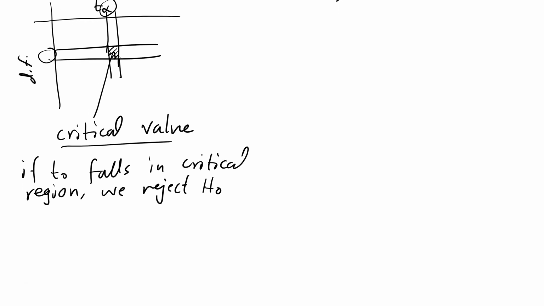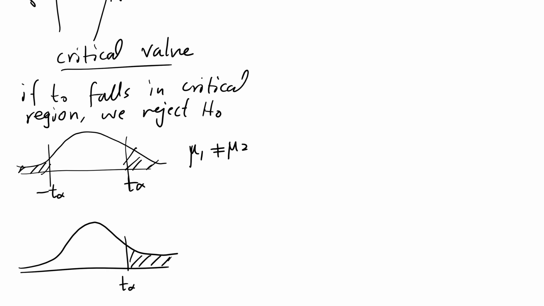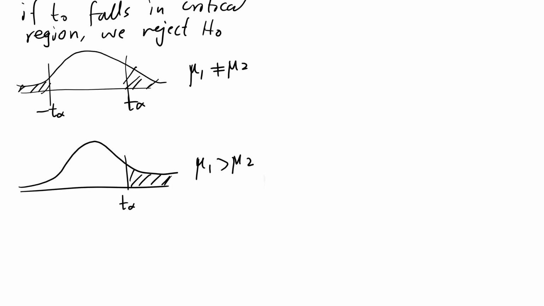If it's a two-tailed test, it will be here and here. This would be T sub alpha, and this is negative T sub alpha. That's for a two-tailed test, when mu1 does not equal mu2. If it's bigger than, let's say here, T sub alpha, that's when mu1 is bigger than mu2. The shaded regions are what we call the critical regions or the rejection regions.